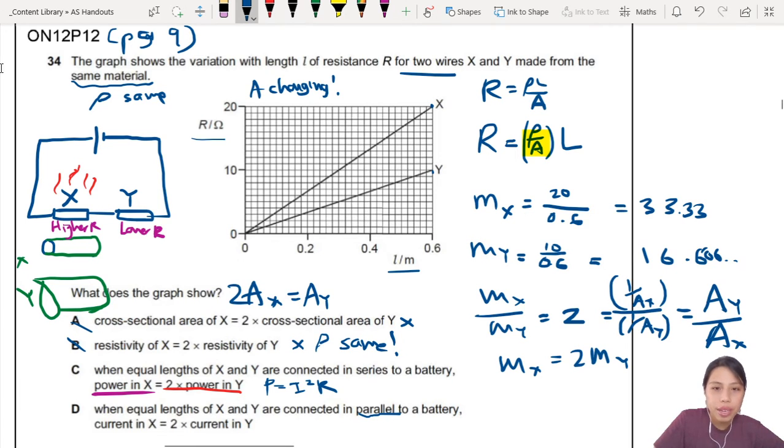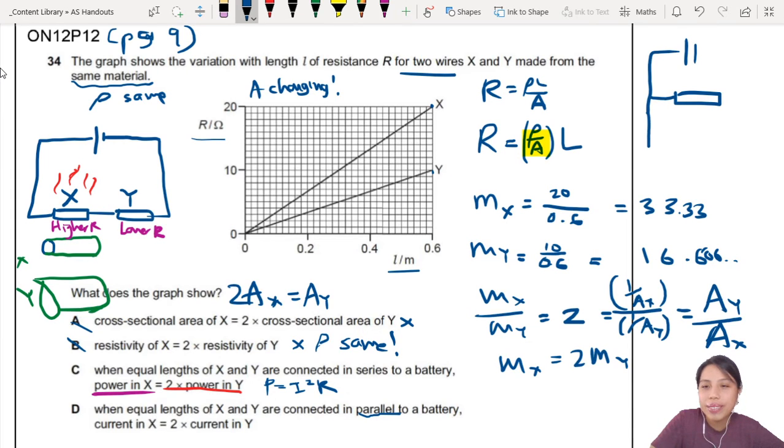You never know. No more space already, so I'm just going to draw on the top right, on top there. In parallel to a battery. It's a good revision of circuits, by the way, all kinds of stuff in one question. Normally during exam, no need to do so long on one question, but I'm just doing step by step so you can see every single option. Parallel to a battery, we have X and we have Y. The current in X is 2 times the current in Y.